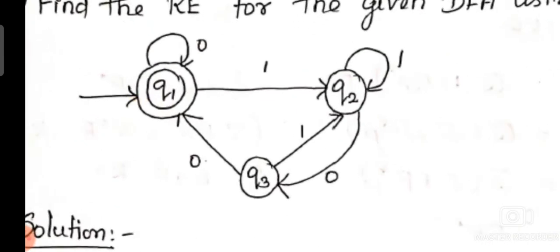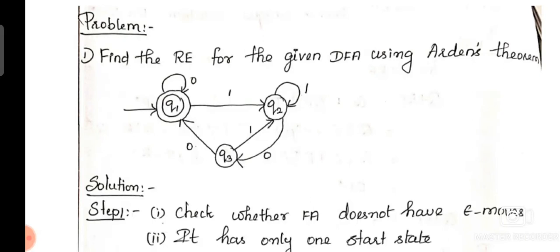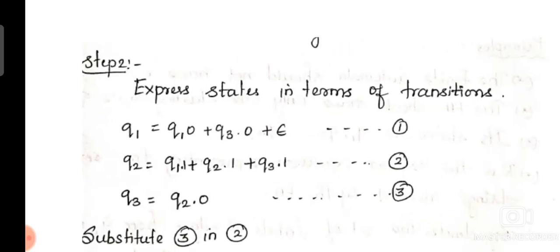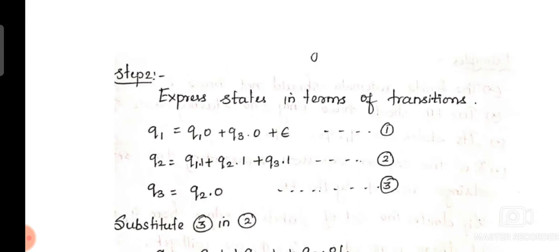The incoming edges coming to Q1 are, one is the same self loop, that is Q1 dot 0, and another one is Q3 dot 0. Q3 dot 0 means from the state Q3 with the symbol 0. When we apply 0 to Q3, the system changes to Q1, isn't it? When we apply 0 to Q1, the system remains in Q1. That we write in this equation: Q1 equal to Q1 dot 0 plus Q3 dot 0. In the first state, we have to write plus epsilon.